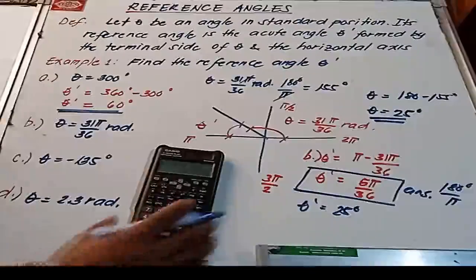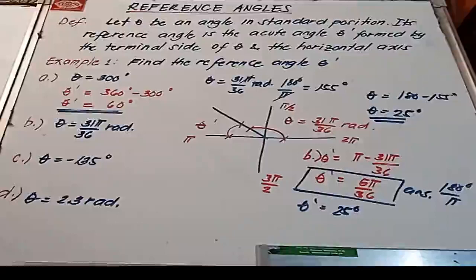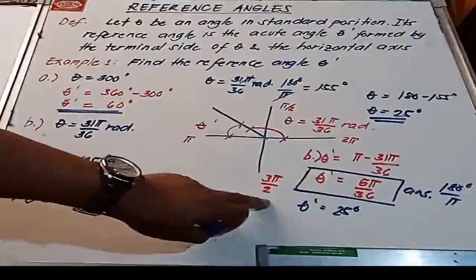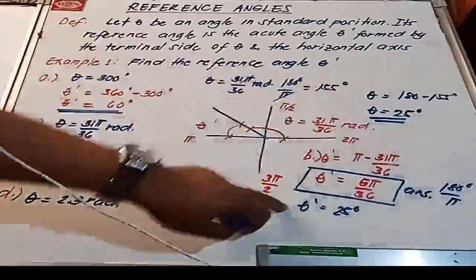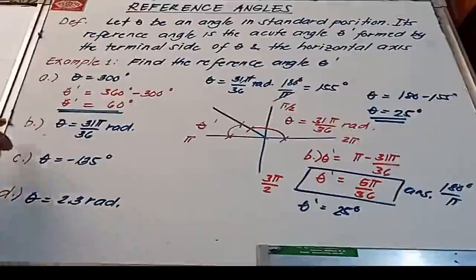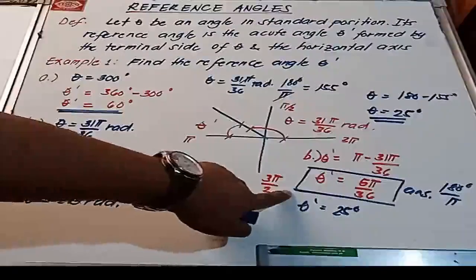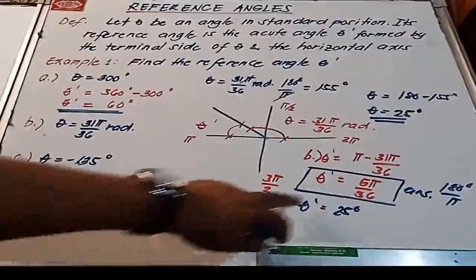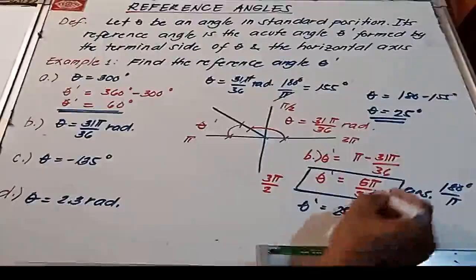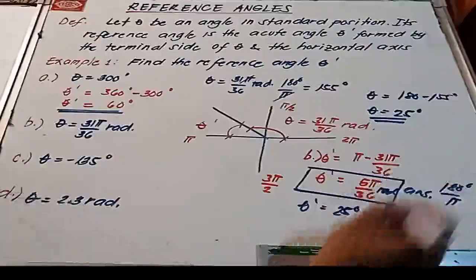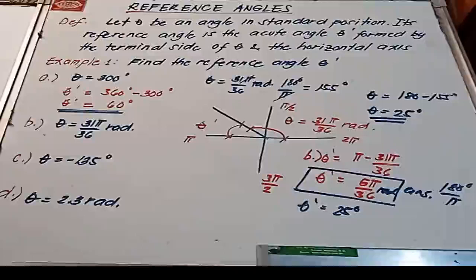Now, pinakita ko lang na tama yung sagot natin in radian into degree. Okay? But our answer for letter B should be in radian. The reference angle is 5 pi over 36 radian. Okay? That is for letter B.